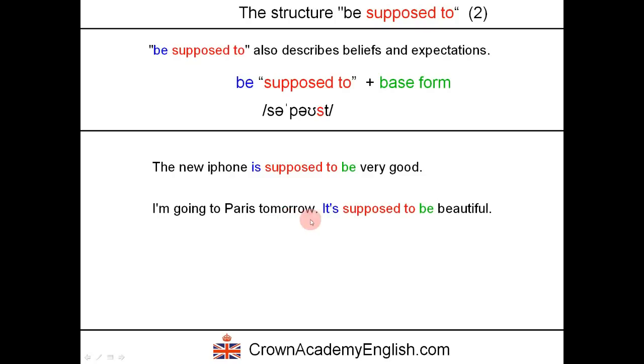I'm going to Paris tomorrow. It's supposed to be beautiful. So this means that we believe that Paris is beautiful. We expect it to be beautiful because maybe I saw a documentary about Paris on television, maybe. I don't know Paris myself, but it is supposed to be beautiful. Okay?